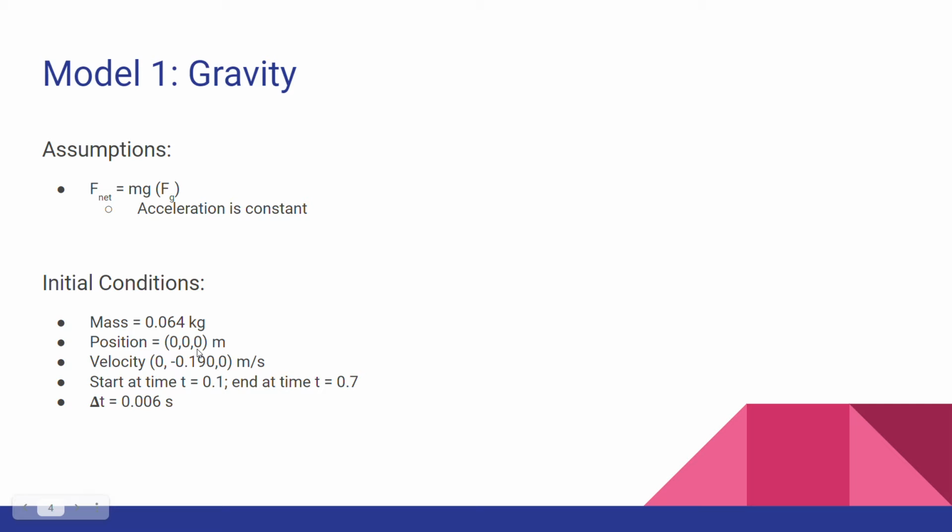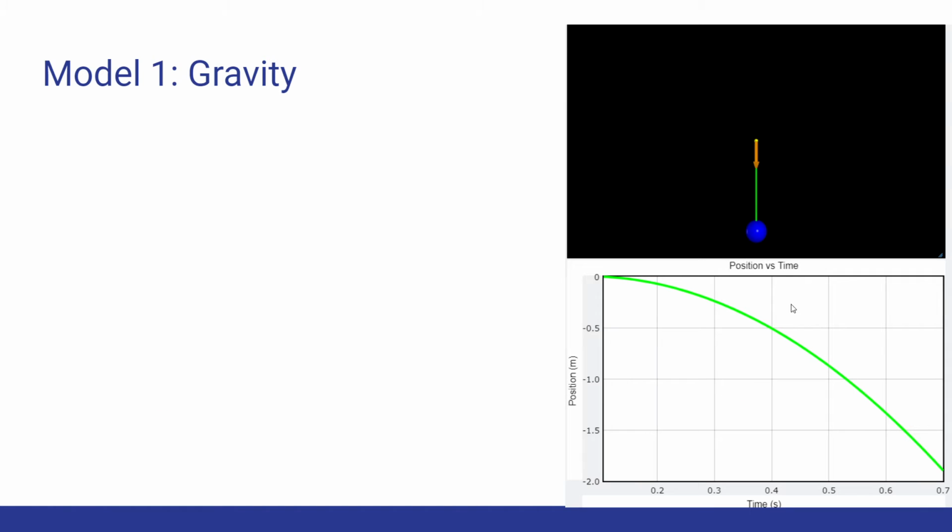I then calculate my initial velocity at the time t equals 0.1 to be negative 0.19 meters per second. And then for my delta t, I set that based on the difference between the starting and ending time, which is 0.6 seconds, so I made this one 100th of that. And here you can see the model that resulted from this.